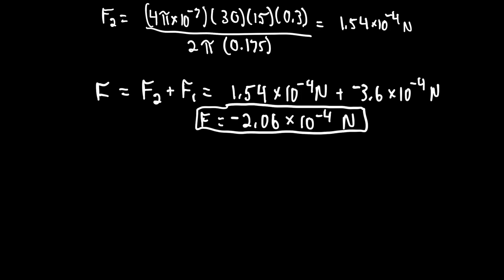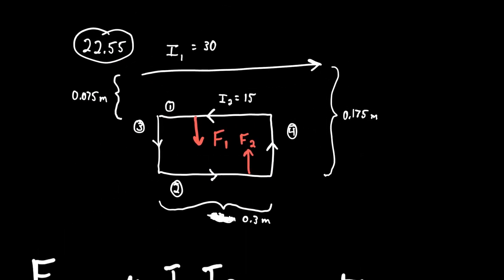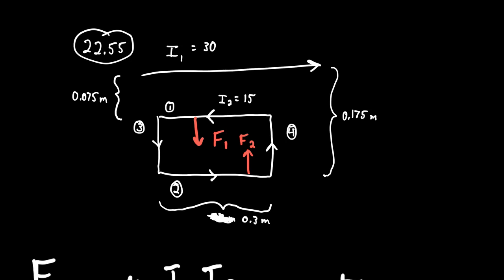Yeah. So for the forces, these different R's. Why? So if I look, R is the distance you are from this wire. So the top wire is 0.075. The bottom wire is further away, 0.175. Yep.